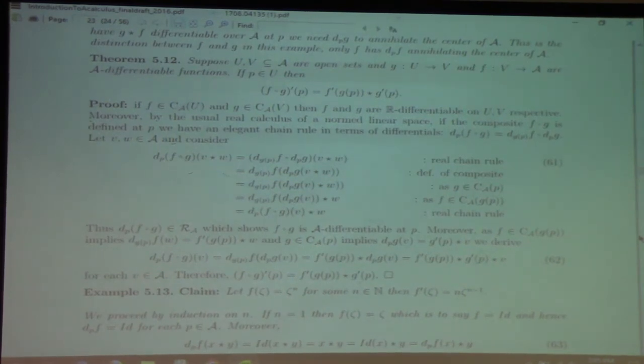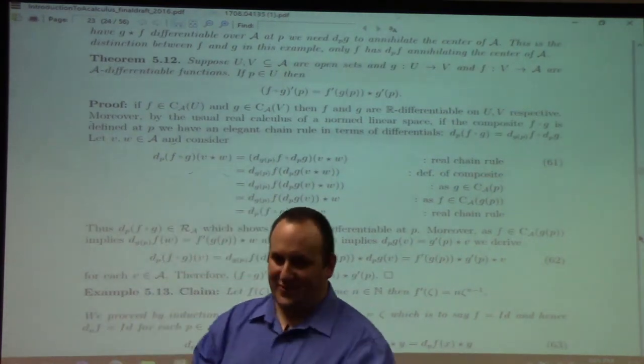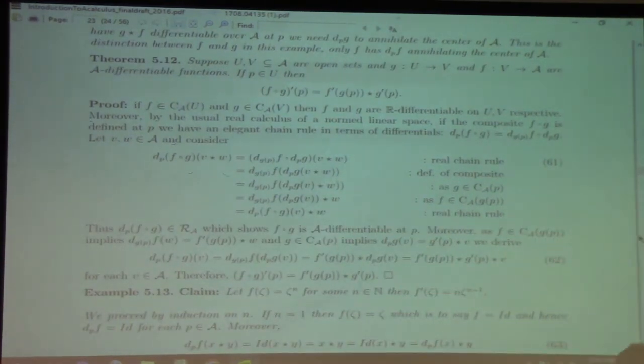Excuse me. So this is more important for you, Cooper. So here we have, suppose u and v are open sets in an algebra, all right? And we've got a function g that goes from u to v and f that goes from v to A, and they're a-differentiable functions. And they're composable, right? f composed with g makes sense because of the way I set it up. Then f composed with g, prime of p, is actually f prime of g of p times g prime of p.